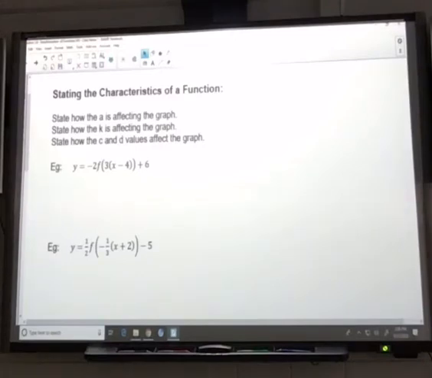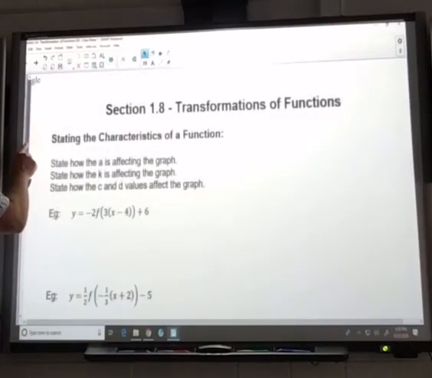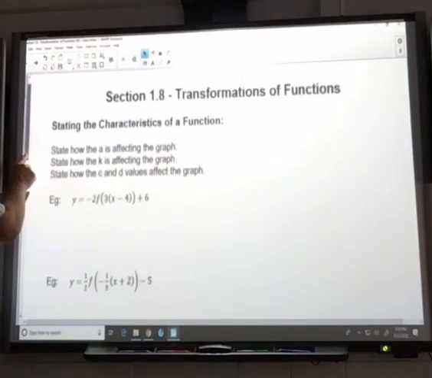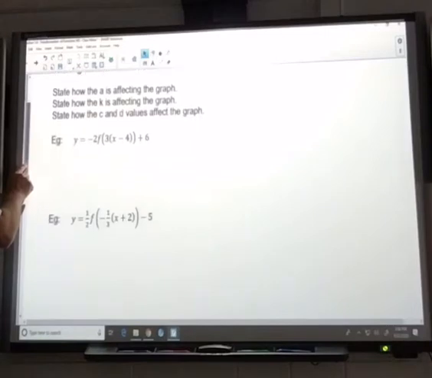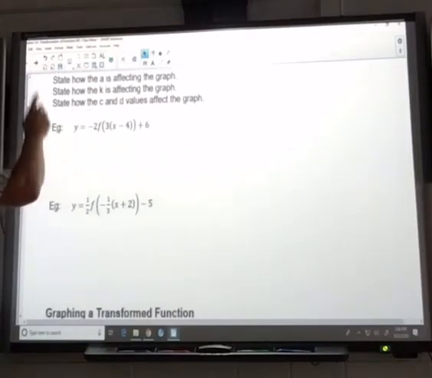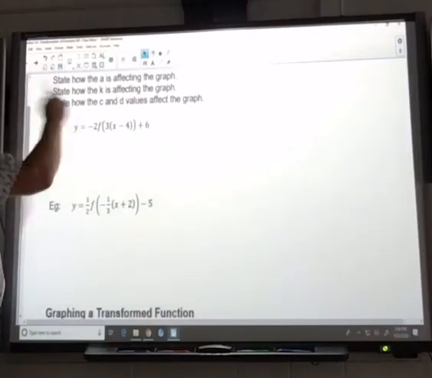Okay, so there's quite a few things that we want to be able to get done when we're working on all this. First things first, the top of the handout looks like this, section 1.8, transformations of functions. Stating the characteristics of a function is one of the overall expectations that we have to meet. So I want to say, how is A affecting it, how is K affecting it, how are C and D affecting it?